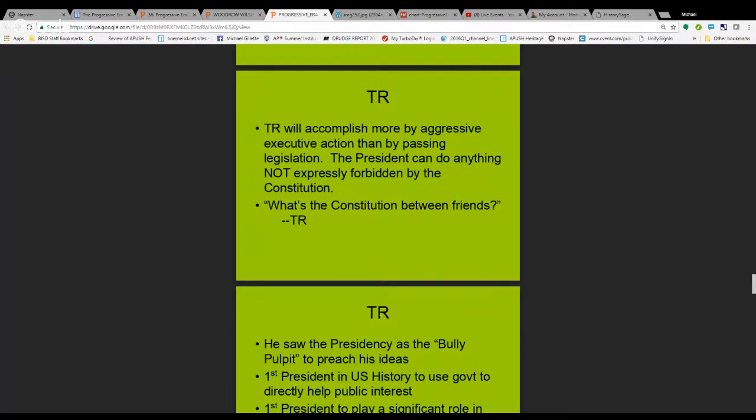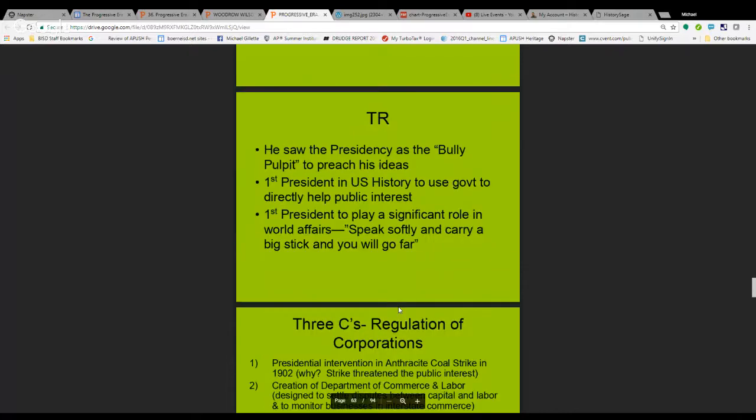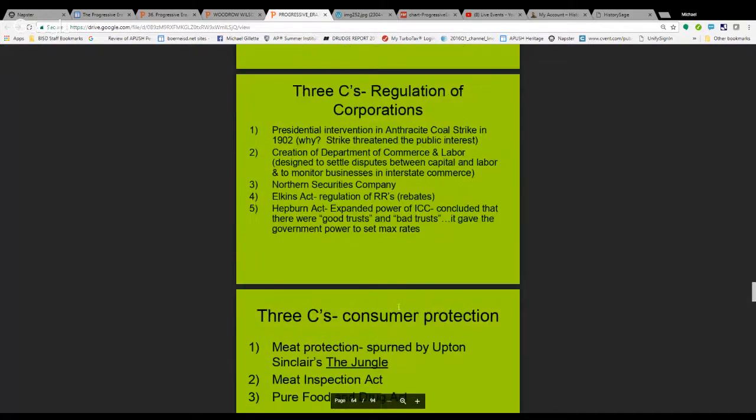So Roosevelt, a lot like Lincoln and other presidents, felt like the Constitution restrained him in his job. So let's look through the 3 C's. The first C is regulation of corporations. And we have different examples.